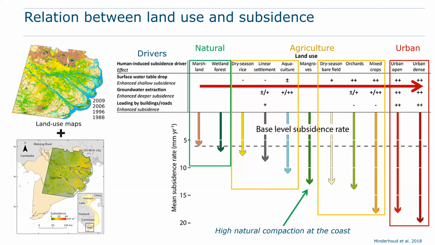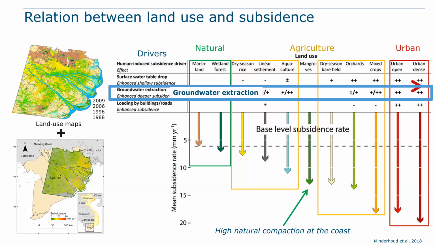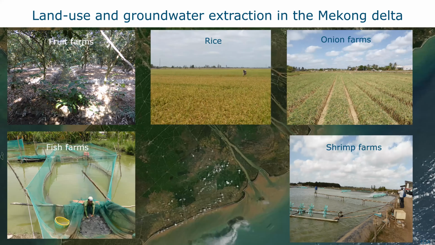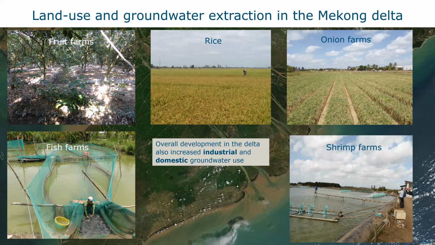And one of these drivers is the extraction of groundwater that we see. So let's have a look at this land use and groundwater extraction. In the Mekong Delta, there's a lot of agricultural practices going on and aquaculture, and we see examples here. And on top of that, there's an overall development in the Delta with increasing industrial and domestic exploitation of groundwater. And these different agricultural classes use different amounts of groundwater, also depending on the year and the availability of fresh surface water. So salinization weighs in to the amount of groundwater extracted for these different practices.